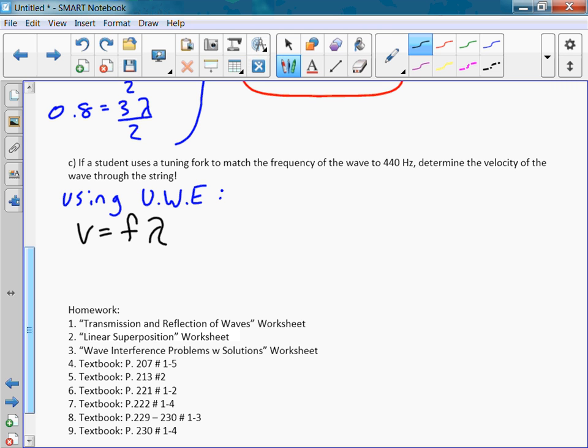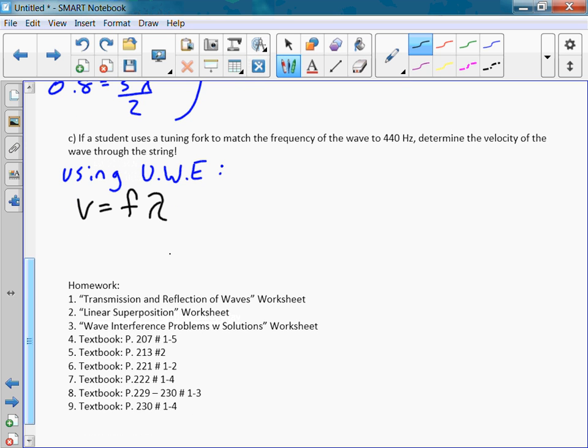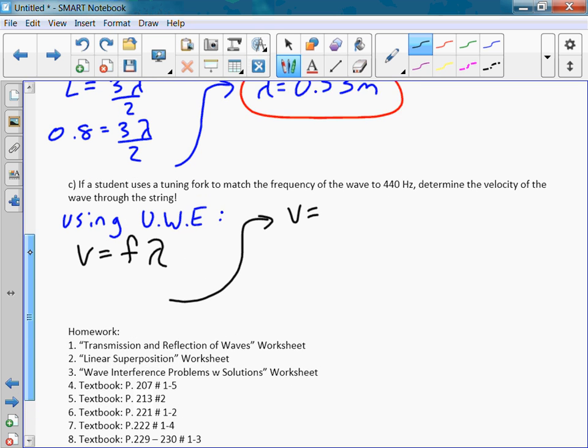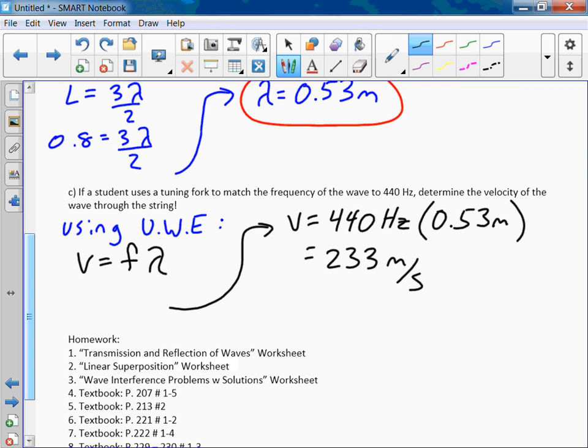So we've got the wavelength and we've got the frequency. All we have to do is sub in the two values: 440 hertz times 0.53 meters, and you end up with 233 meters per second.